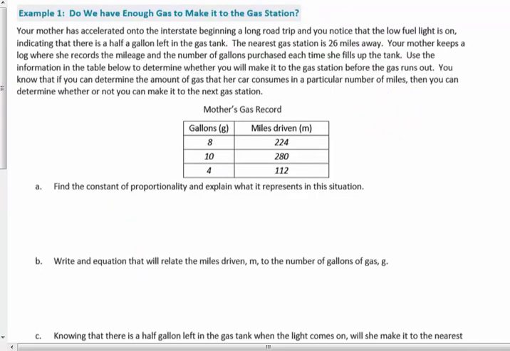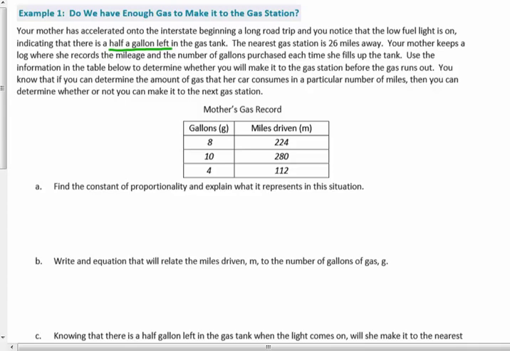So example 1 here. So turn your page to example 1. Do we have enough gas to make it to the gas station? Your mother has accelerated onto the interstate, like going on the thruway, 90. It's called an interstate. Beginning a long road trip, and you notice that the low fuel light is on, indicating that there's half of a gallon left in the gas tank. That is not very much gas. The nearest gas station is 26 miles away.